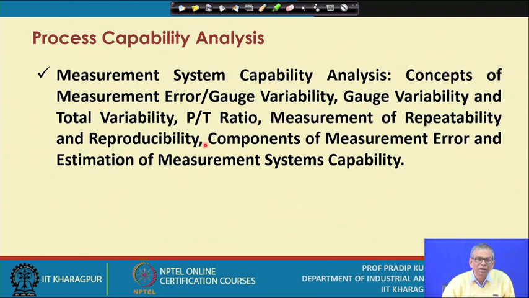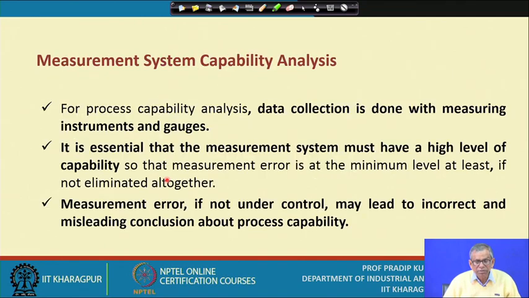In explaining the total variability in the gauge, or the gauge repeatability or the gauge variability, we refer to two kinds of variability, that is, due to repeatability and due to reproducibility. These are components of the measurement error we will be focusing on, and we will definitely be discussing how to estimate the measurement system's capability. So these are the broad issues we will be discussing.